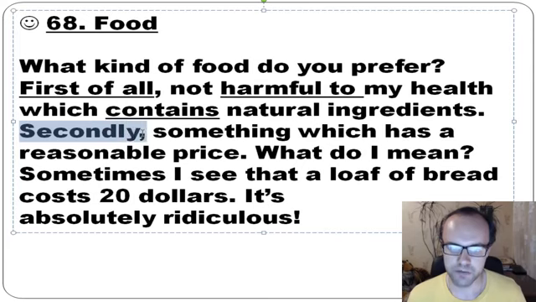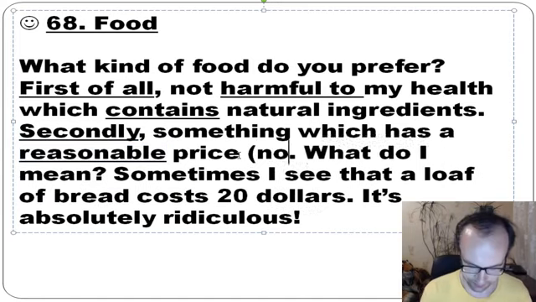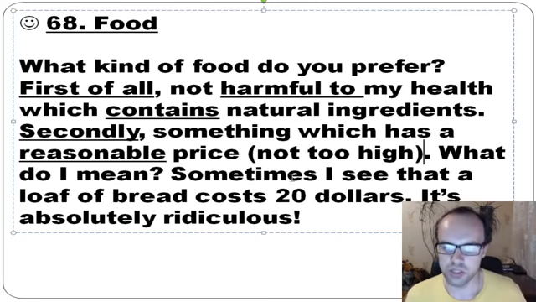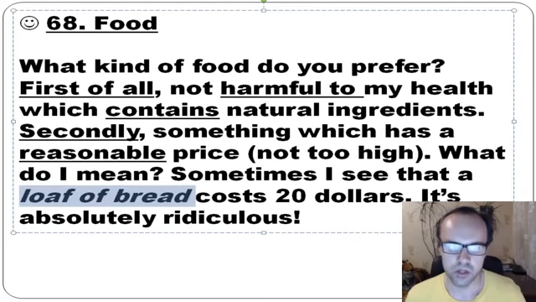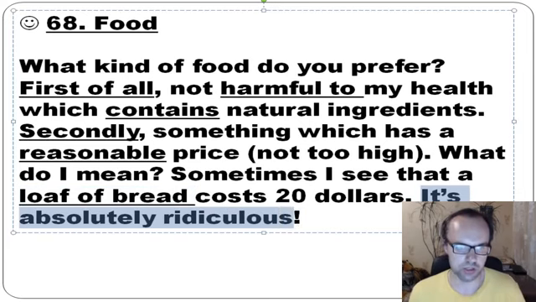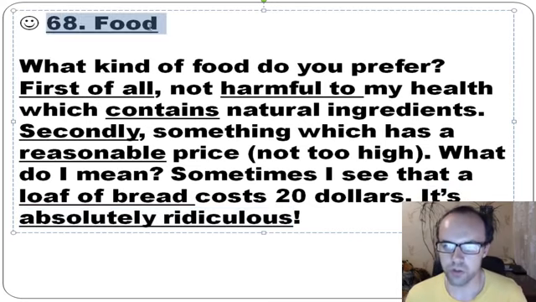Secondly, something which has a reasonable price. Reasonable means not too high. Look, what do I mean? Sometimes I see that a loaf of bread costs $20. It's absolutely ridiculous. It means it's too much. Really, this price isn't reasonable.